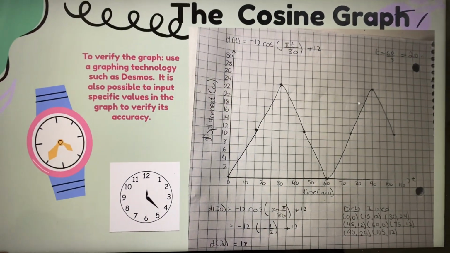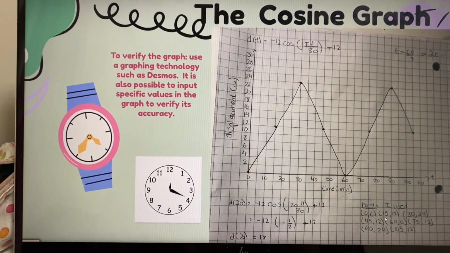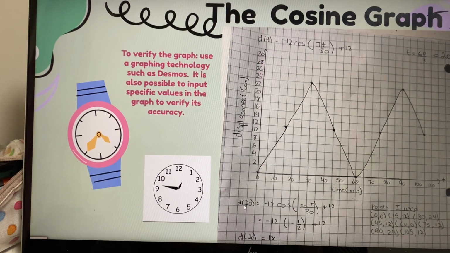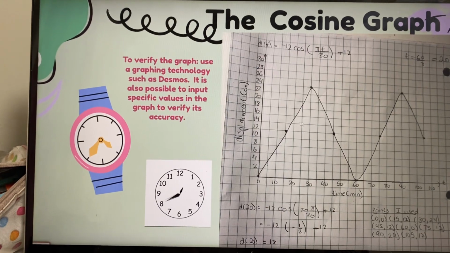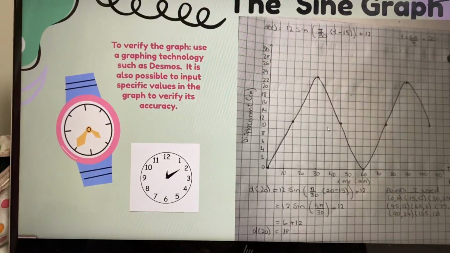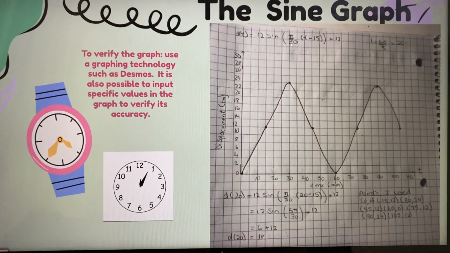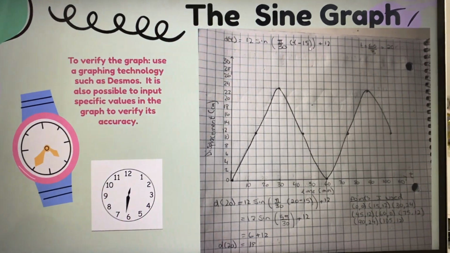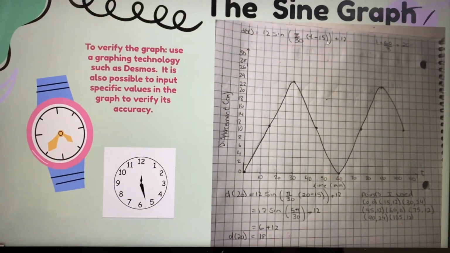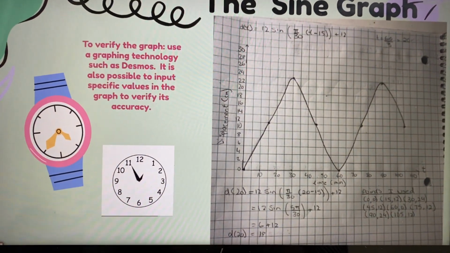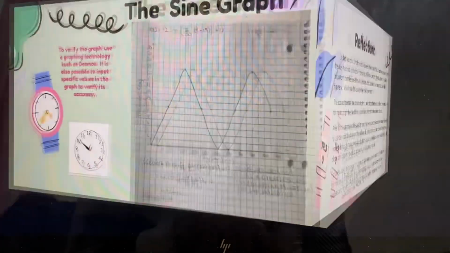So this is our graph. This is the cosine graph. And I've plotted the points down here, and I substituted in d at 20, and I got 18. So this is what the cosine graph looks like, and then this is what the sine graph looks like. They pretty much look similar, but the equations are different, if we compare this equation at the top with this equation here. However, if we want to verify the graph, we can use a graphing technology such as Desmos, and it's also possible to input specific values in the graph to verify its accuracy.